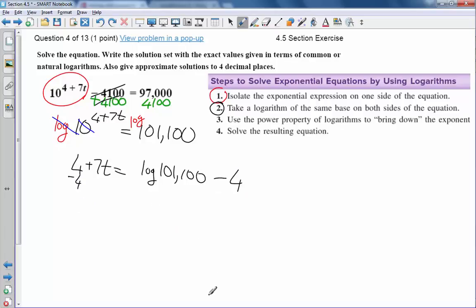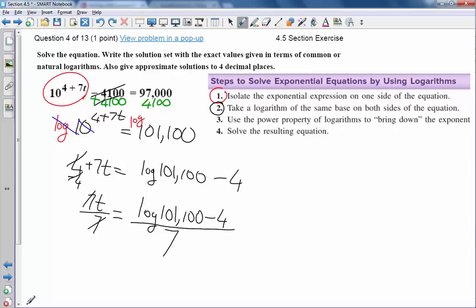Subtract from here and divide by 7. There you go, you have it.